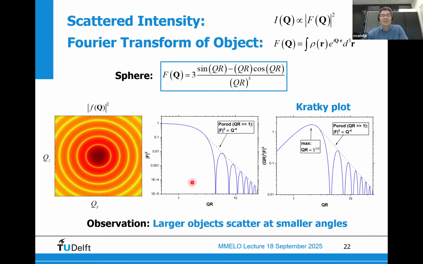From this pattern, you can maybe estimate the contrast or how many you have of this. But you would also like to have a quick way of estimating what sort of sizes we have. And one way that one classically does look at this is to multiply the intensity with Q squared. And then you see that there's a maximum appearing for some specific value. And that then gives you an estimate of the average particle size.